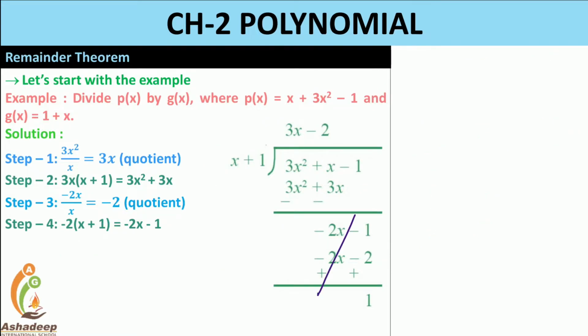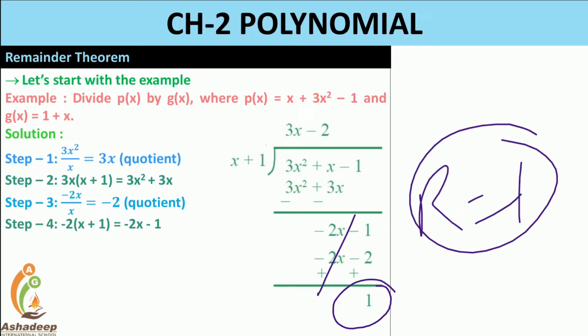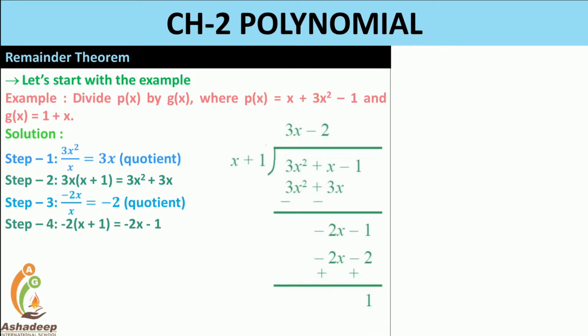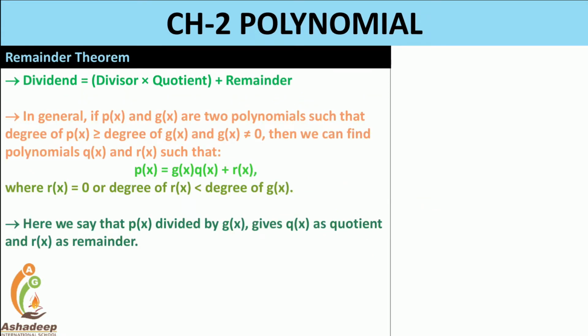So here it is, cut it out, and here it is going to be the 1. So the remainder is what? 1. Remainder is what? 1. Okay. Now let's move ahead. Now see, it is the dividend, right?